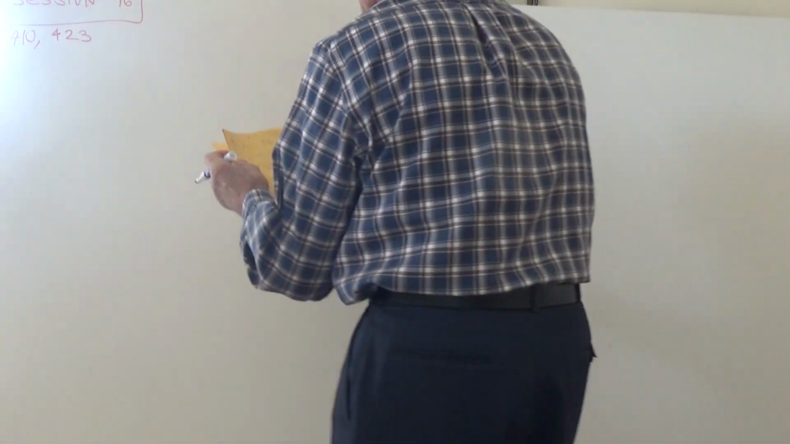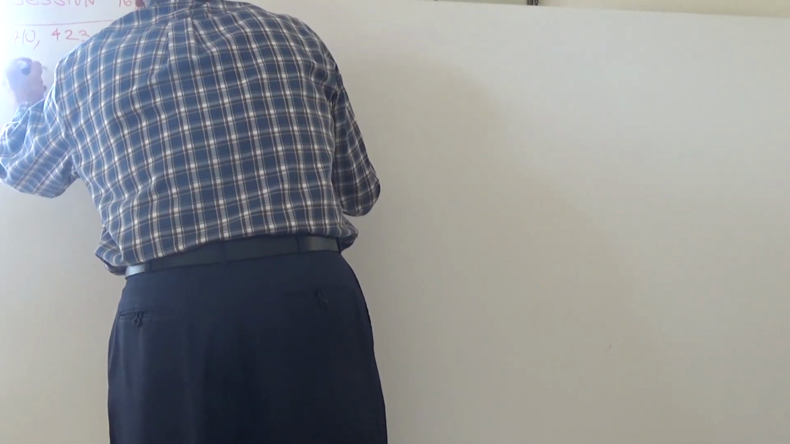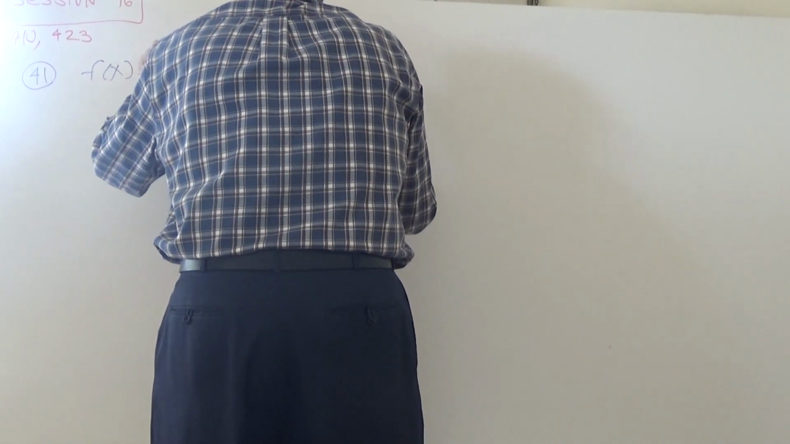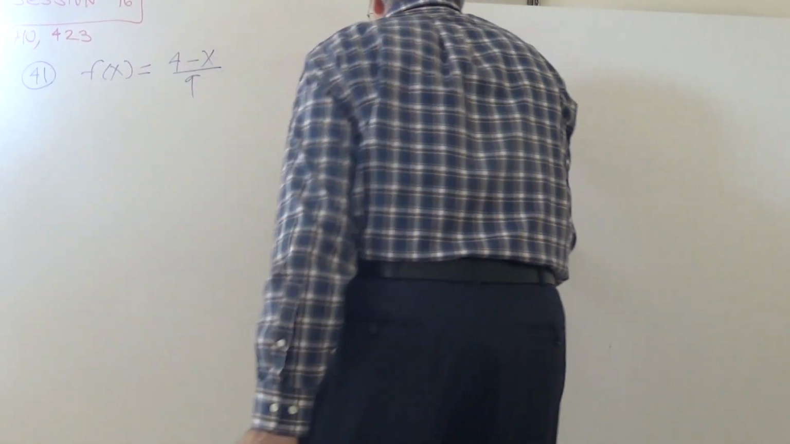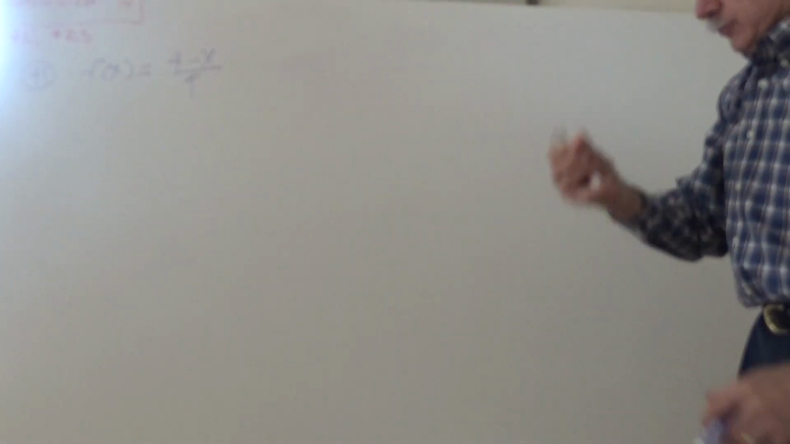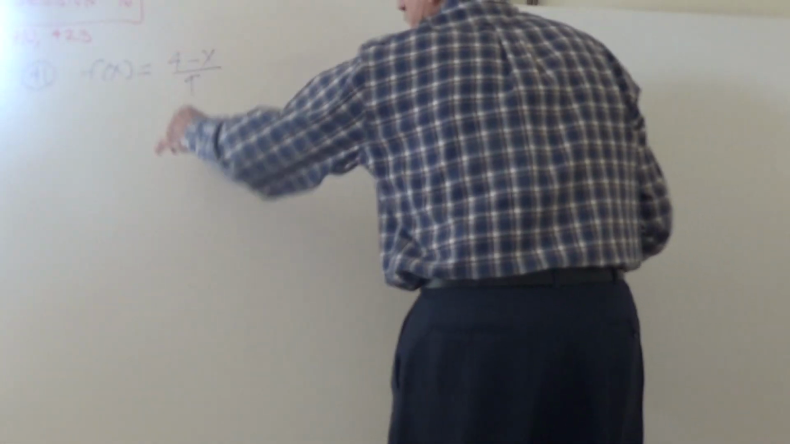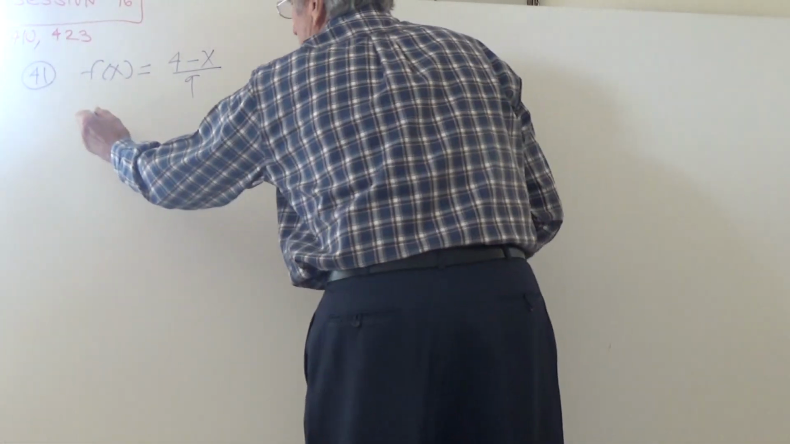Number 41 says to give the inverse. Give the inverse of f of x equals 4 minus x over 9, right there. Give the inverse of that. As I said, to find the inverse, rather straightforward. Just interchange the x and the y. Remember, f of x is y, so I'm going to call that x.